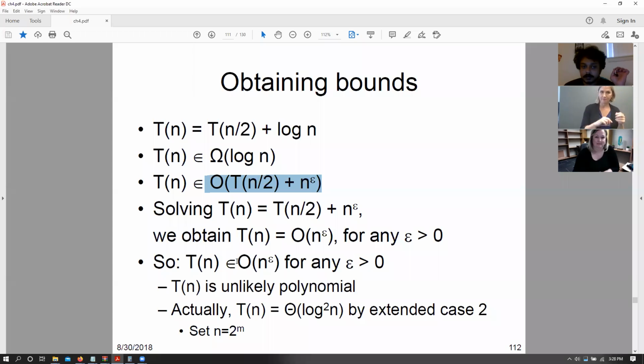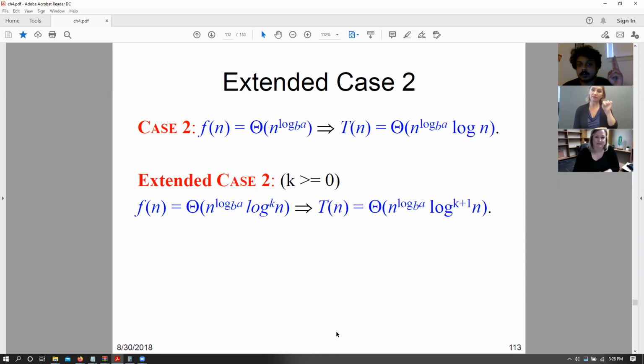But if we consider the big O case, that is for case 1, for any epsilon greater than 0, we know that T of n is going to be dominated by big O of n raised to the power of epsilon, right? But we can't actually get a theta case because big omega and big O do not match in this particular case, right? So in this case, we have an extended version of case 2, where initially case 2 had to directly be theta of n raised to the power of log base b of a.